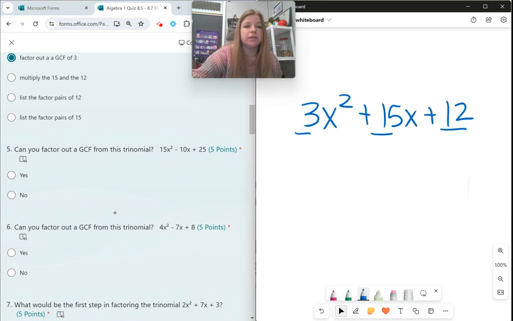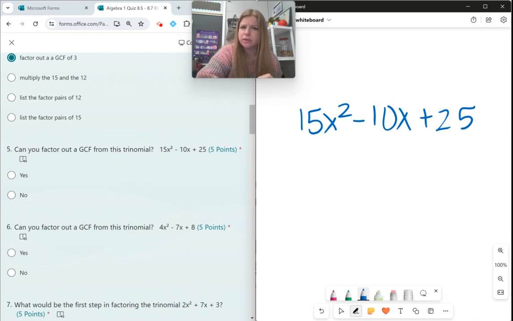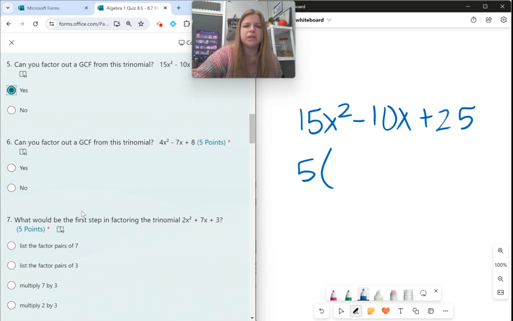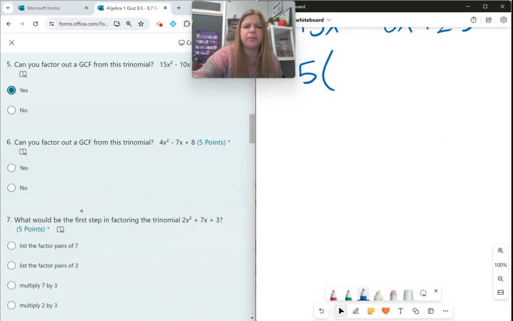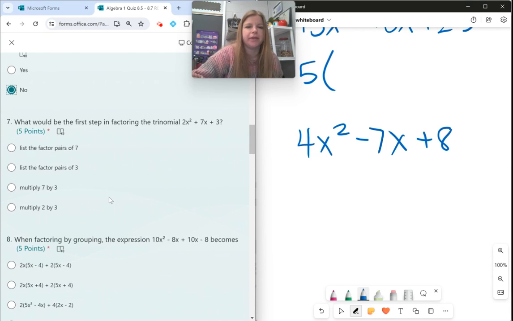Number 5, can you factor out a GCF from this trinomial? 15x squared minus 10x plus 25. Is there a common factor between 15, 10, and 25? Absolutely, a 5. I could totally factor out a 5. But let's look at the next one. Can you factor out a GCF from this trinomial? 4x squared minus 7x plus 8. Do 4, 7, and 8 have a common factor? No. So we always want to check for a GCF, but you can't factor anything out there.